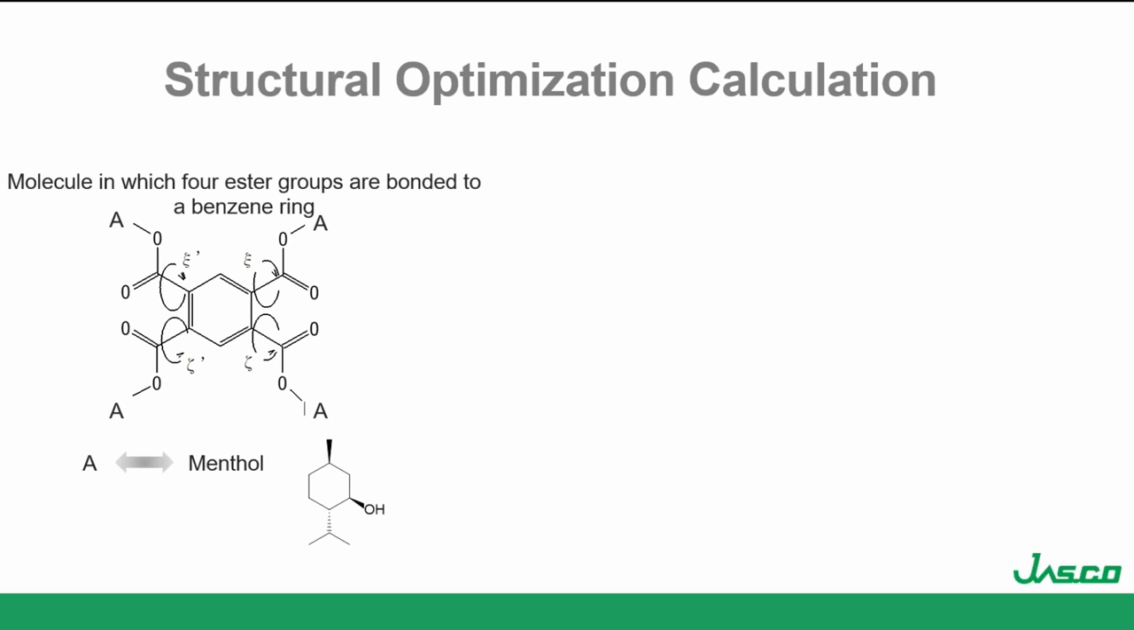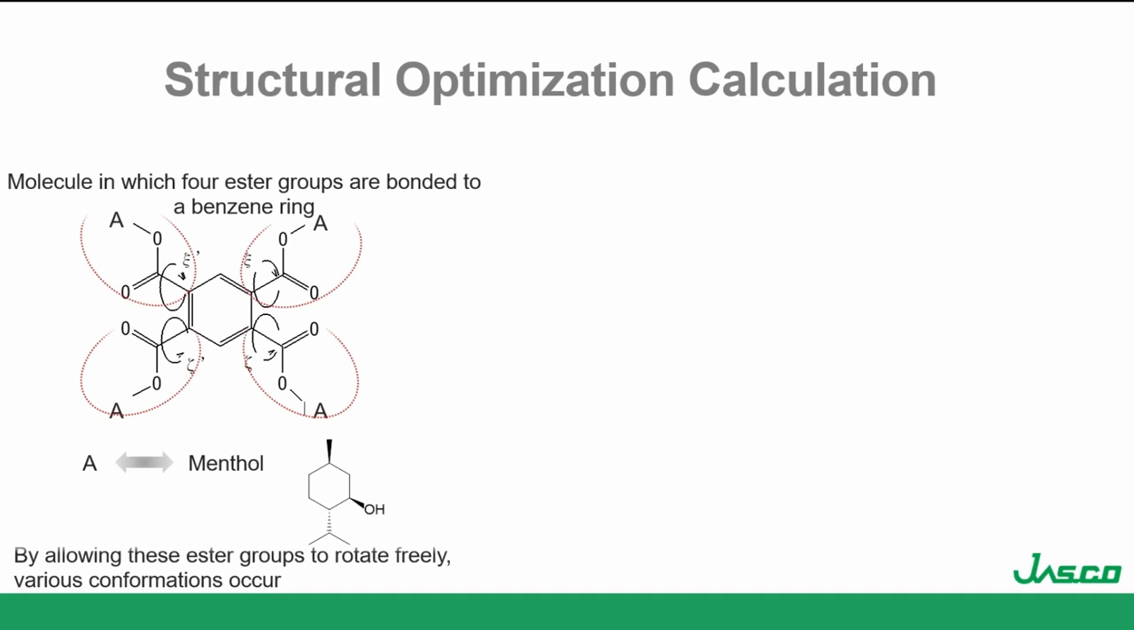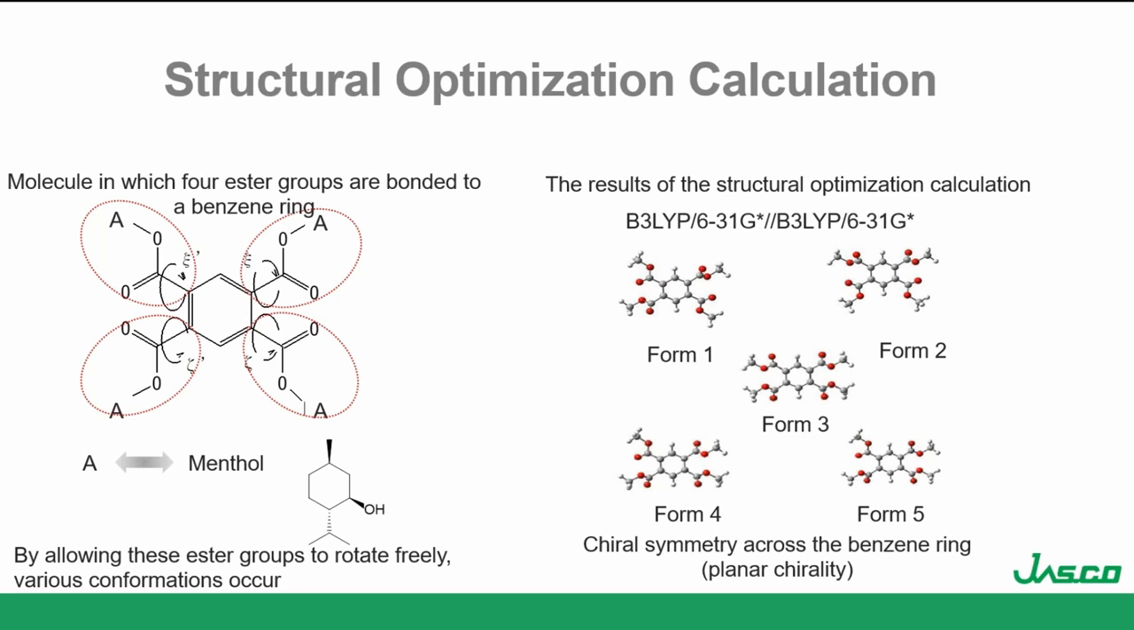One example is this molecular model used for simulation. There are four ester groups bonded to a benzene ring with a menthol molecule bonding to each. So this molecule can assume a bioconformation by freely rotating these ester groups. And this shows the results after simulation of this molecule. It is possible to have five different forms.